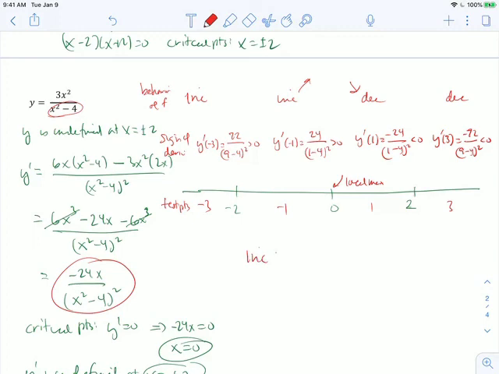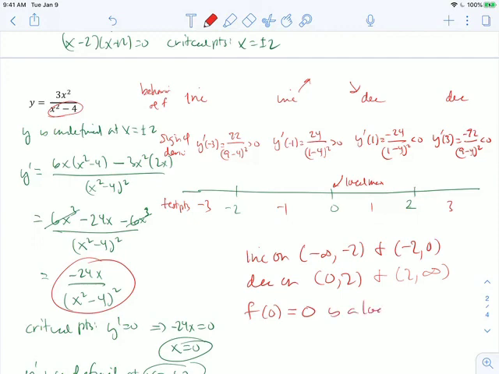So this function is increasing for numbers less than -2 and numbers between -2 and 0. It's decreasing for numbers between 0 and 2 and 2 to infinity. And then f of 0 equals 0 is a local max.